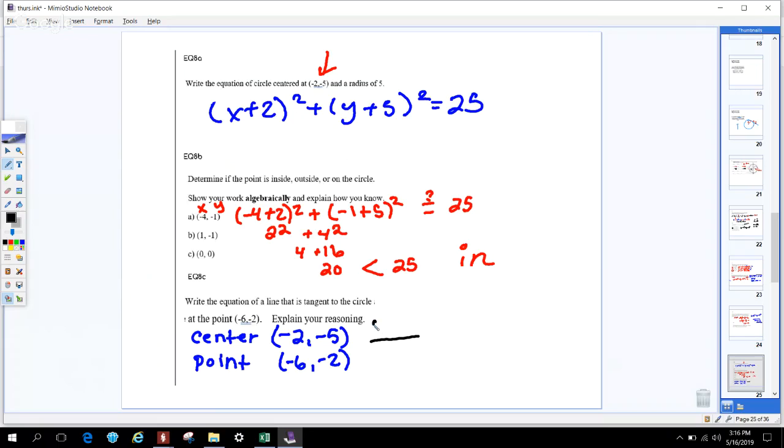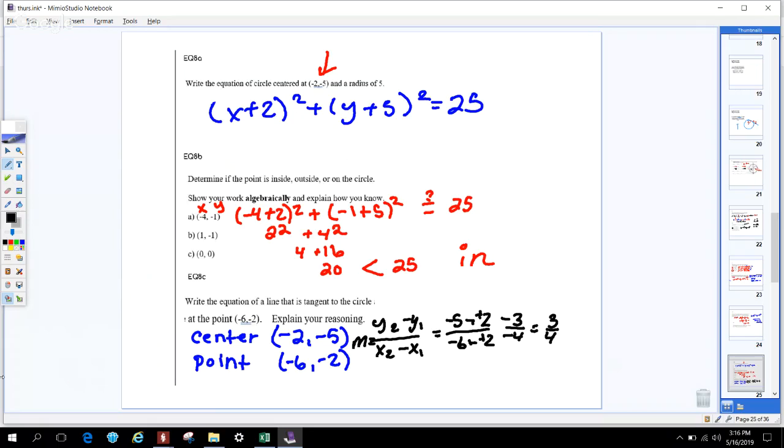There we go. Y2, pardon me, minus Y1, over X2 minus X1. That's how we find our slope. So we're going to do -5 minus -2, over -6 minus -2. These become addition. So we're left with -3 over -4, which gives us +3/4.